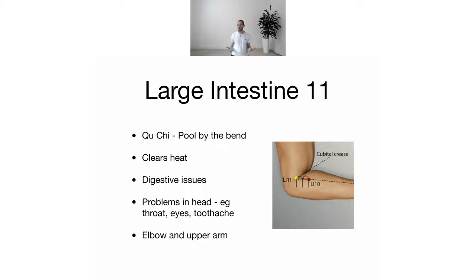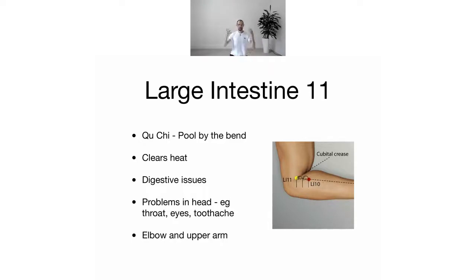Another one is digestive issues. It's related with the large intestine. And the large intestine has a bit of a secret bond with the stomach. So both of those qualities, stomach and large intestine, are both going downwards. So it's also a great point if we've got any feeling of upwards, or if the digestion is not happily moving down and round, this can be a helpful point.